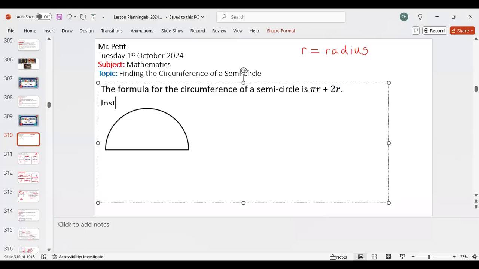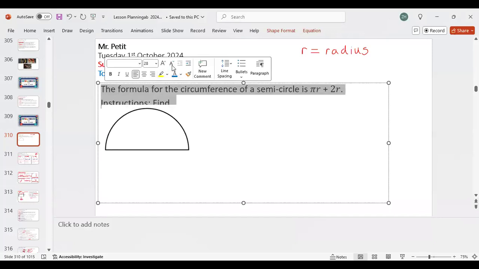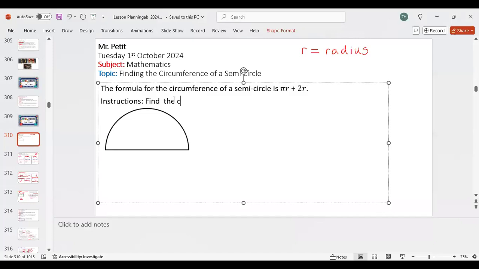Instructions. We want to find the circumference of each semicircle. And we're going to use pi as 3.14.